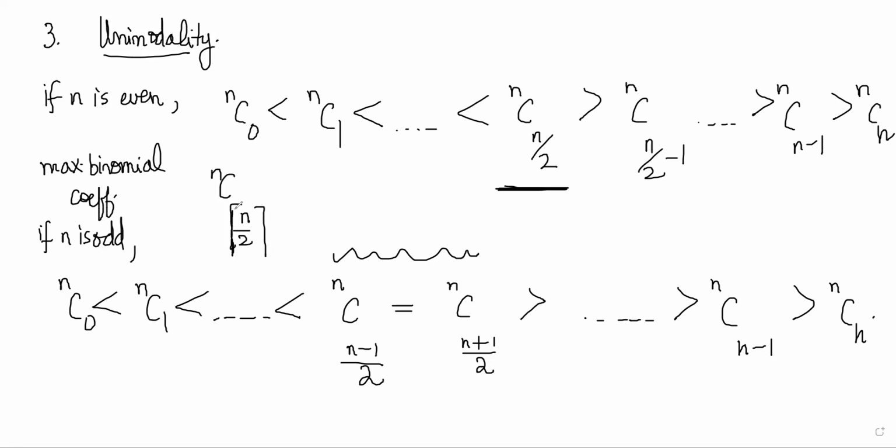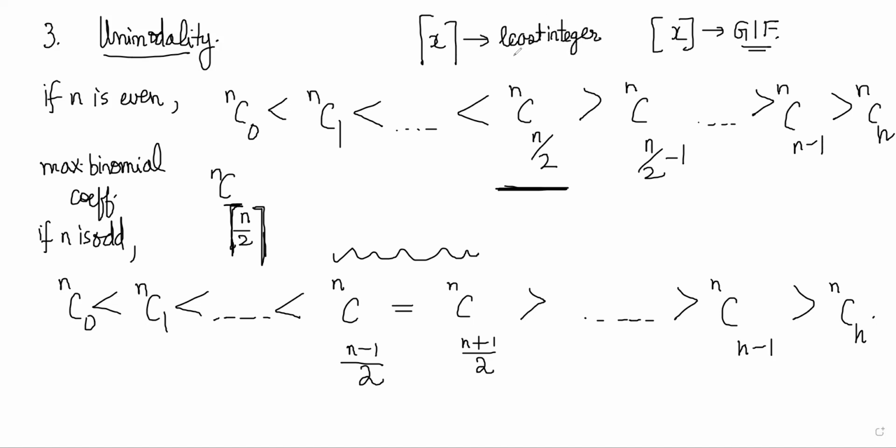Here this is the ceiling function. What is the ceiling function? Just like we have the floor function or GIF function, GIF was the greatest integer less than or equal to x, right? The ceiling function is the least integer greater than or equal to x. So it is the ceiling function of n by 2 here. So that becomes the maximum term among the binomial coefficients, right?